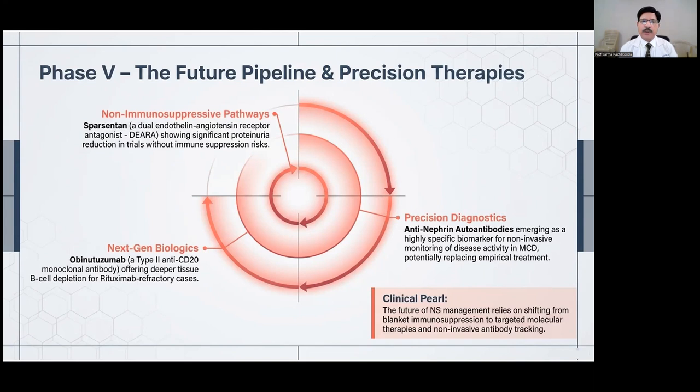What are the newer drugs? Sparsentan, a dual endothelin angiotensin receptor antagonist, DERA. The second one is anti-nephrin antibodies, emerging as a highly specific biomarker for non-invasive monitoring of disease activity in MCD. What do we do? Measure the anti-nephrin antibodies. That tells you how much is the immunological damage. And next generation biologicals, obinutuzumab, is the next type of this. Future NS management relies on shifting from blanket immunosuppression to targeted molecular therapies and non-invasive antibody testing.